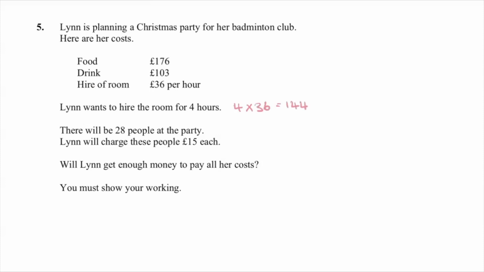You've got 28 people at the party and she's charging them £15 each, which means she's going to get £420. Her total costs are the food, the drink, and the hiring. We can see that the cost is coming out at 423 and she's only getting in 420. So will she get enough money to pay everything? No. You have got that question mark. Make sure you're answering the question.